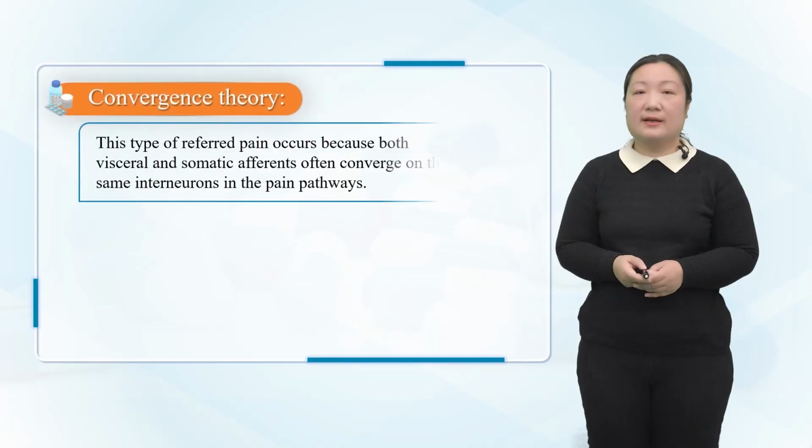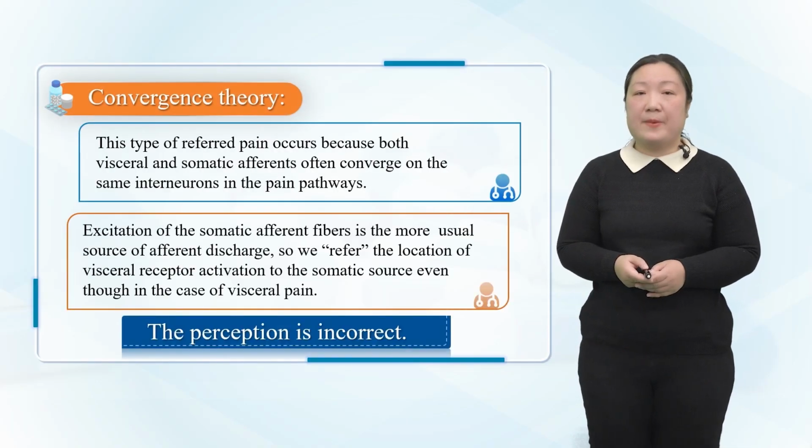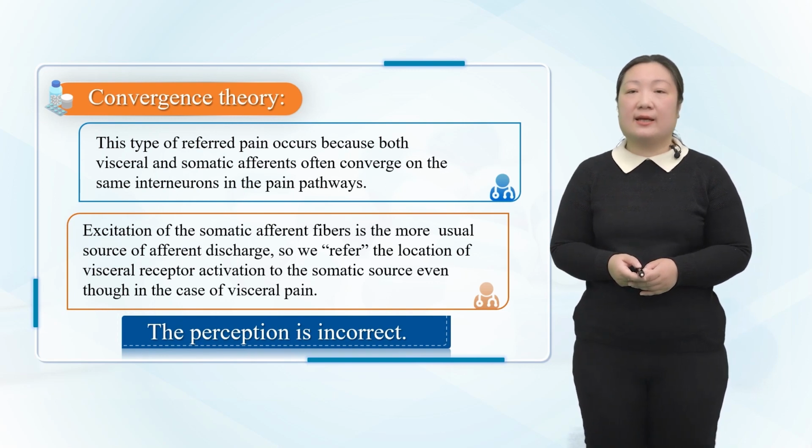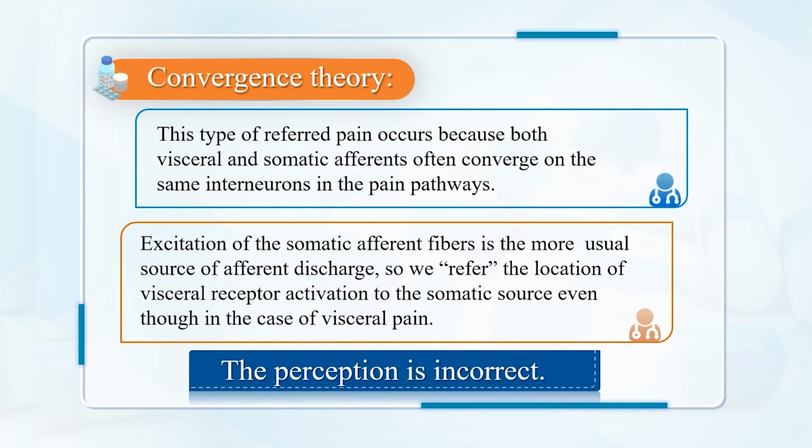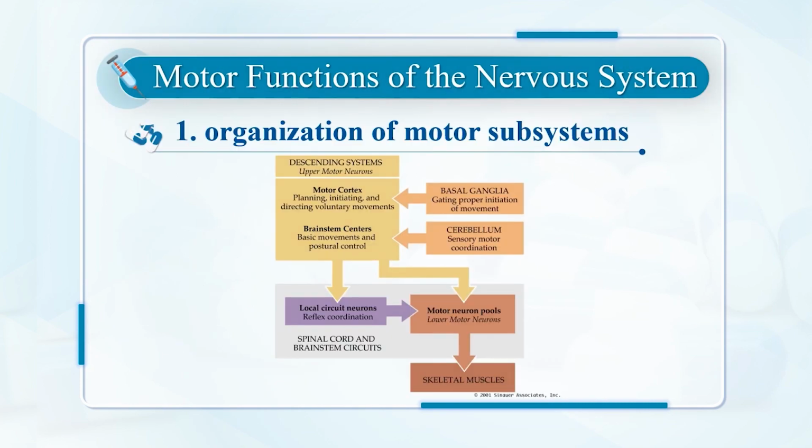This type of referred pain occurs because both visceral and somatic afferents often converge on the same interneurons in the pain pathway. Excitation of somatic afferent fibers is the more usual source of afferent discharge. So we refer the location of visceral receptor activity to the somatic sources, even in the case of visceral pain.